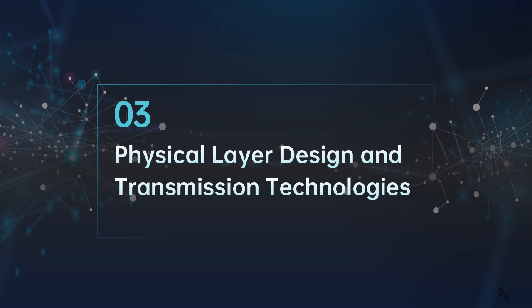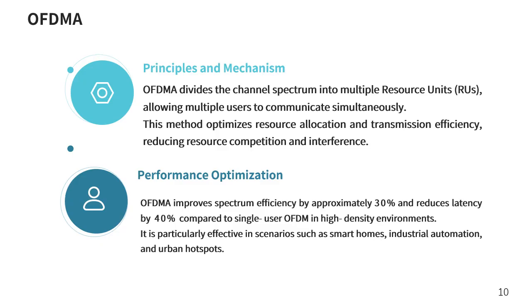Now let's move on to part 3, physical layer design and transmission technologies. In Wi-Fi 6 physical layer design, we focus on three groundbreaking technologies that redefine wireless performance: 1. OFDMA, 2. MU-MIMO, 3. 1024 QAM. Okay, now let's move on to OFDMA.